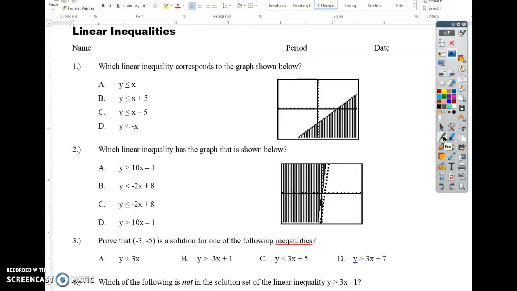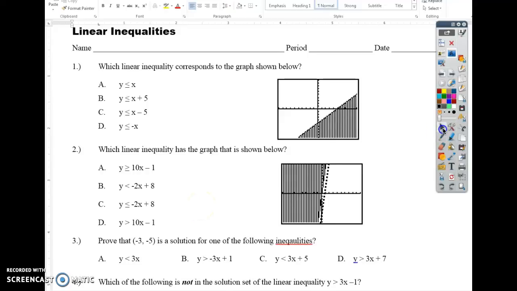Okay, so this one is kind of like a review of everything that we've done so far. For problem number 1 and 2, make sure that you look at the symbols. So all of these are solid lines. This is a solid line. Okay, this one right here is a dashed line for number 2. It's a dashed line. So make sure you look at the symbols, whether it needs to be solid or dashed.